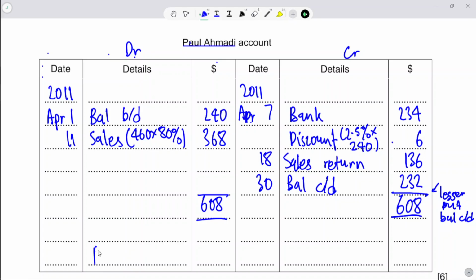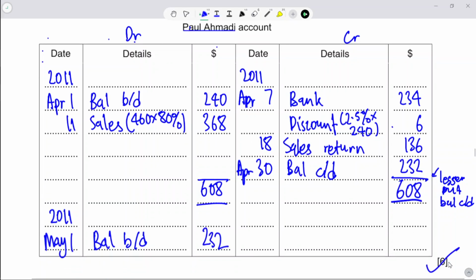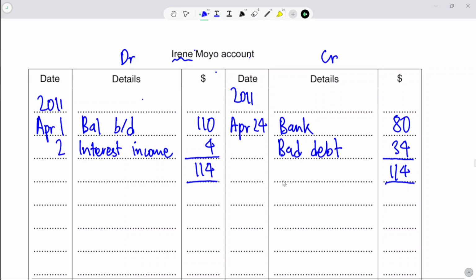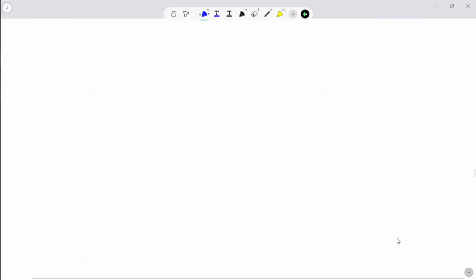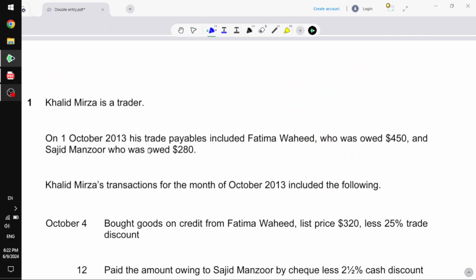Bring down to next day. So next day will be May 1. April 30, next day will be May 1. So this one will be 232. Okay, that's the correct answer. Sorry, my bad. This one also, yeah, this one also correct answer.